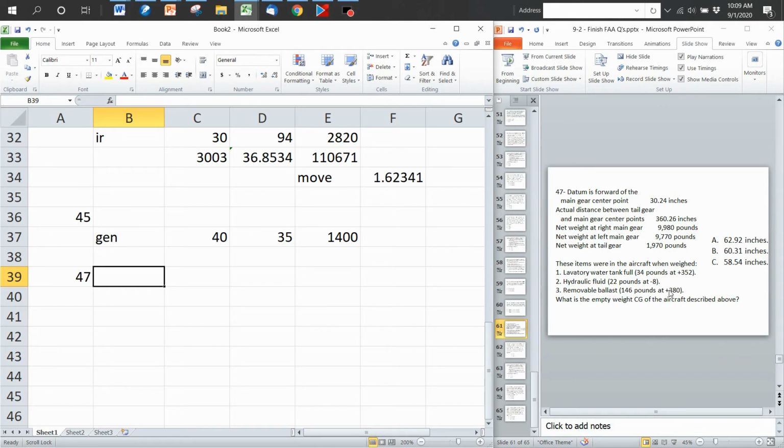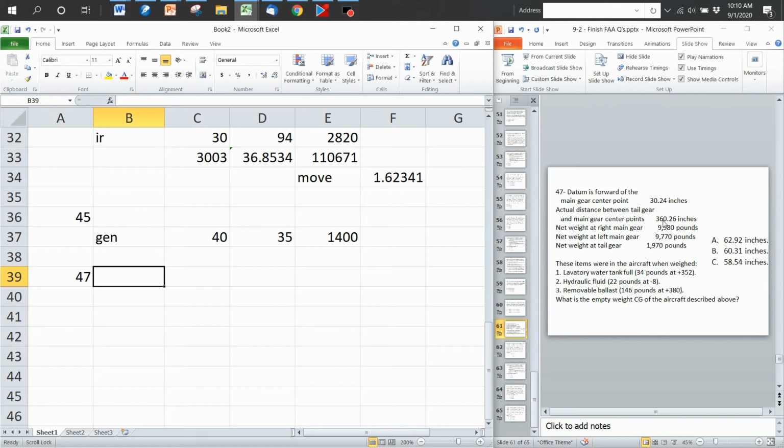And so now we've got to do our math. But our math becomes a little more tricky yet because they didn't tell us the distance from the datum to the main gear. They told us the distance the tail gear was behind the main gear. And since they told us the main gear was already behind the datum, we're actually going to have to add these two to get where the tail gear is. The best way to do this is draw yourself a diagram.